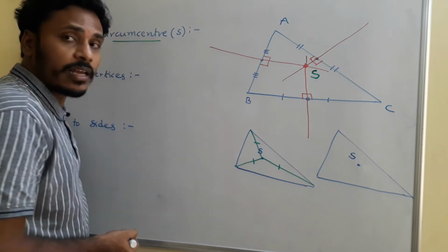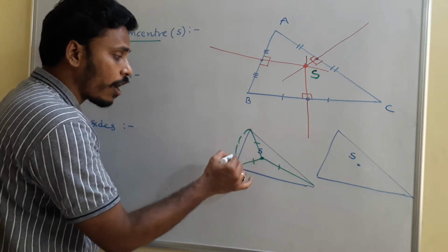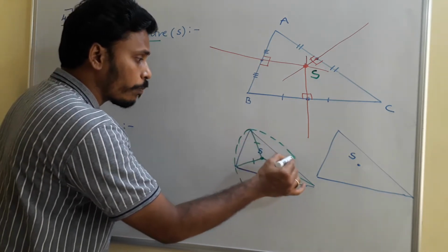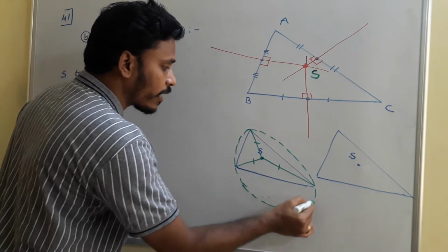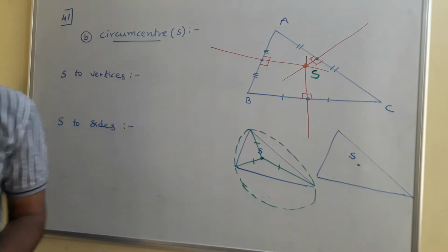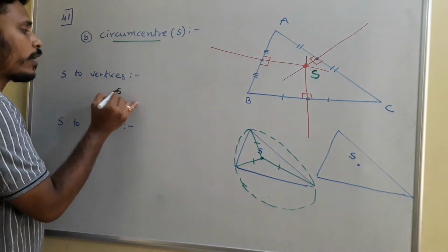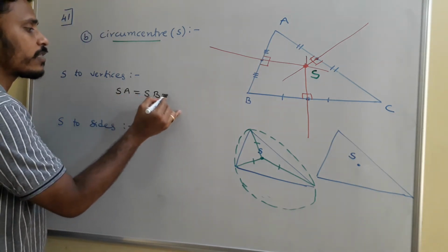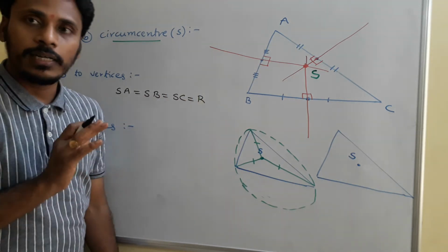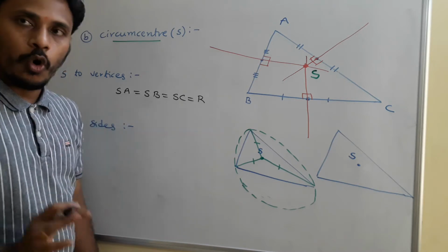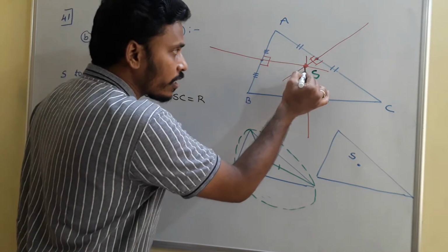And since all these distances are equal, with that equal distance and with S as the center, if you draw a circle, that circle for sure passes through the vertices of the triangle, and we call it the circumcircle. And the distance from S to A, S to B and S to C is simply the circumradius. So the distance from the circumcenter to the three vertices is simply R, and that R is the circumradius. That is very good.